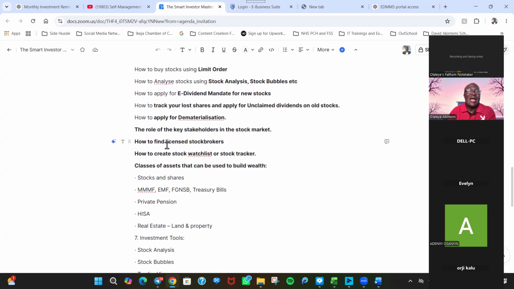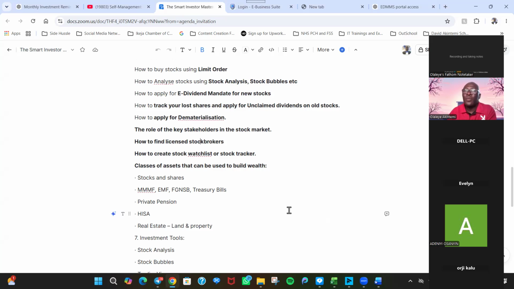Okay, how to find a licensed stockbroker. Anyone want to tell me how you can find a licensed stockbroker? Do you know some stockbrokers are not licensed? Or some stockbrokers may be licensed, but they are not up to standard.